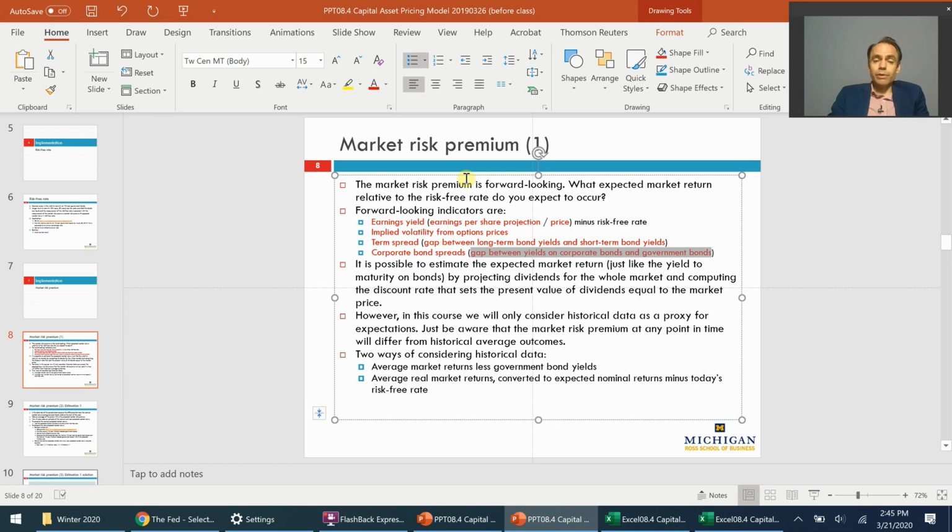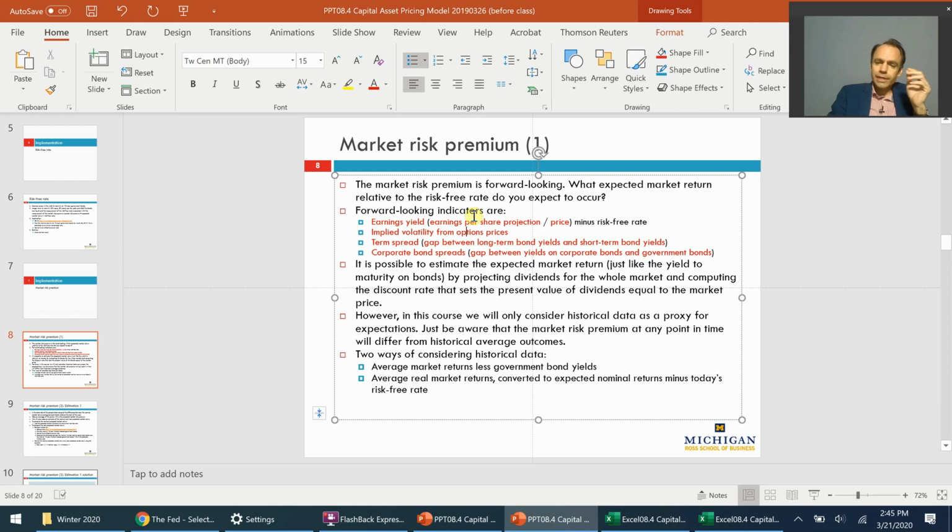So in summary, we've got a couple of ways of looking at forward-looking indicators for the market return and the market risk premium, that is the premium compared to government bond yields. We've got the forward-looking indicators that you can see on the screen highlighted in red: earnings yield minus risk-free rate, implied volatility, the term spread and corporate bond spreads. And we can also estimate the market return by doing a projection of dividends, assuming a growth rate of those dividends, and then discounting back to present value and finding the discount rate that says the present value of dividends equal to the market price. You won't be expected to do those computations, but you should be aware that they exist.